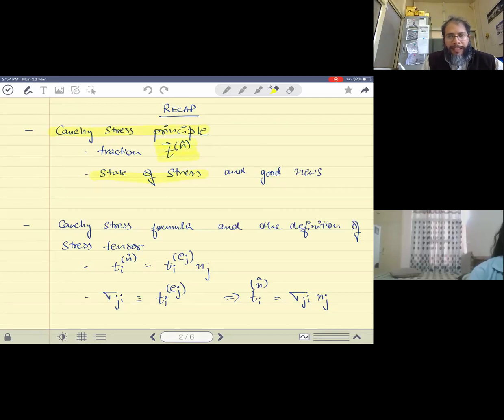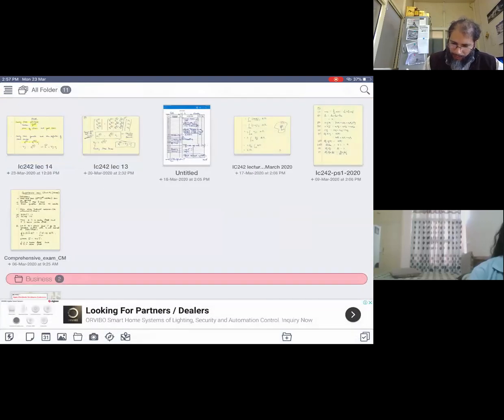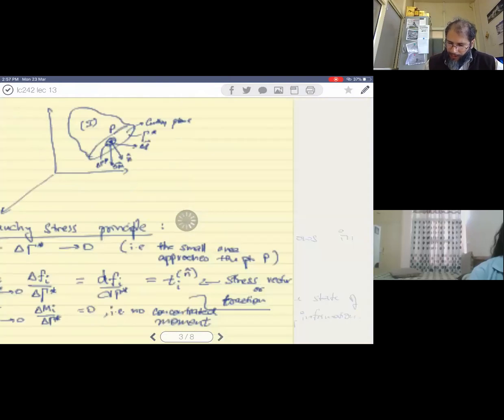And we also talked about the state of stress in the last lecture, which was an infinitely long list of normals and stress vectors. And then we talked about the good news that we don't need to store infinite information. We can create the infinite amount of information from finite amount of information. And then the second thing we'll recap is the Cauchy stress formula, which is given here. So let's quickly go back to the slides from last lecture, and we'll use that to recap, which will make our lives much easier.